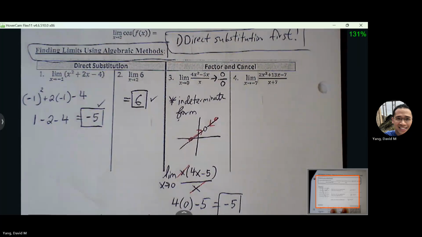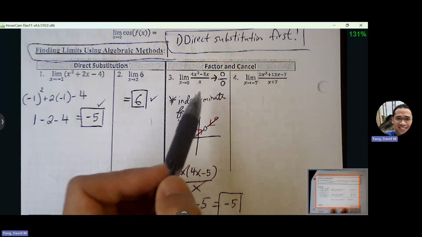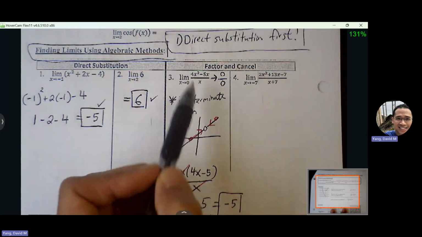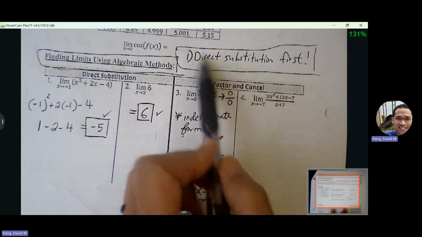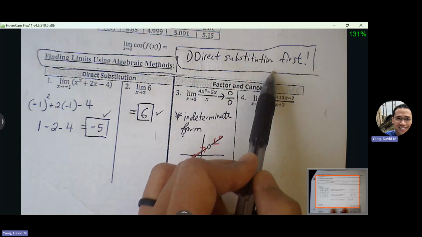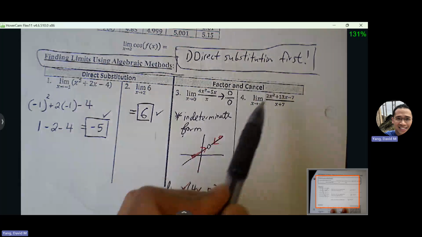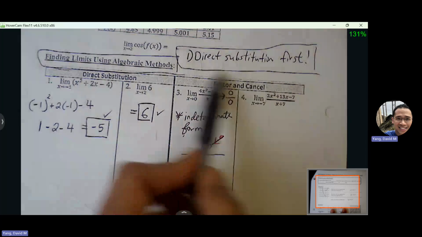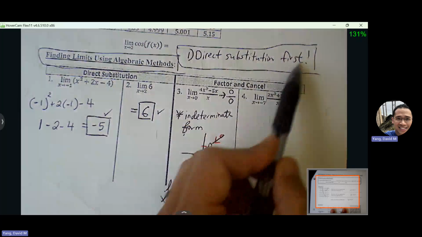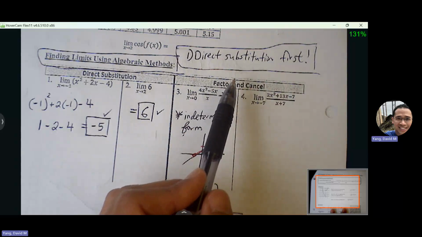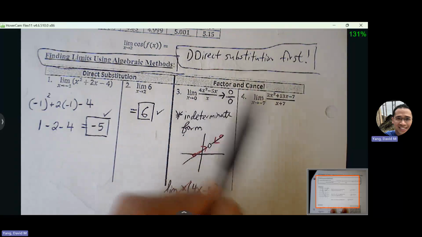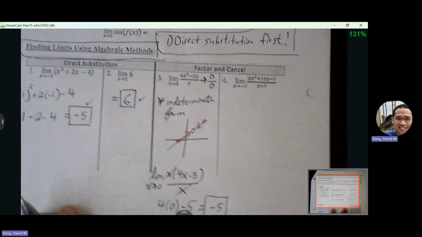Okay. Now, even if it feels like, oh, I know what's going on, I'm just going to factor and reduce, don't skip this step. Okay? If you start skipping this step, yes, sometimes you may save a little bit of time, but there are other situations where it may throw you off. So always do direct substitution first. Again, this may not lead you to the answer, but it will help you categorize which type of problem you're dealing with.